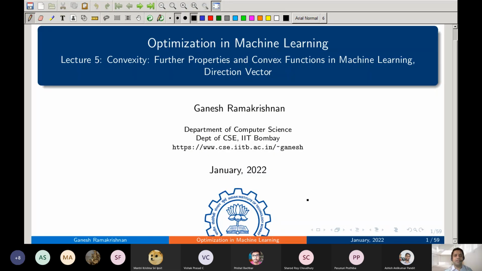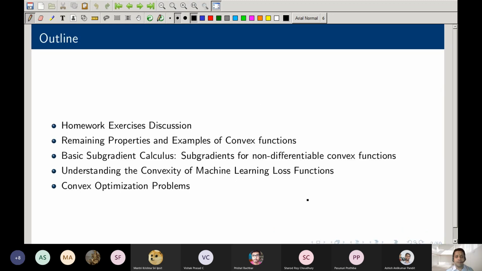So this is lecture 5. We'll discuss further some convexity properties illustrated through examples, largely convex functions in machine learning, and then we will move towards algorithms. But to begin, let's talk about the homework exercises. I'll not discuss all the homework problems in detail, but some of them, yes.